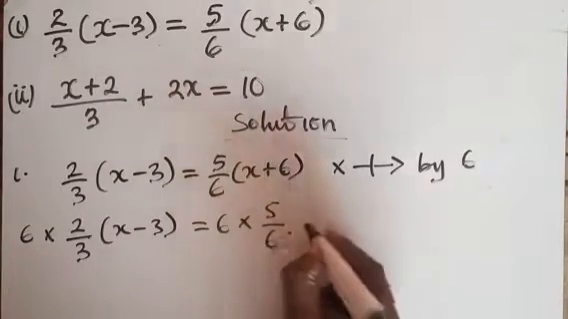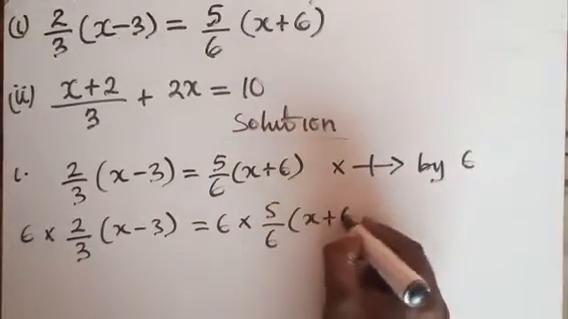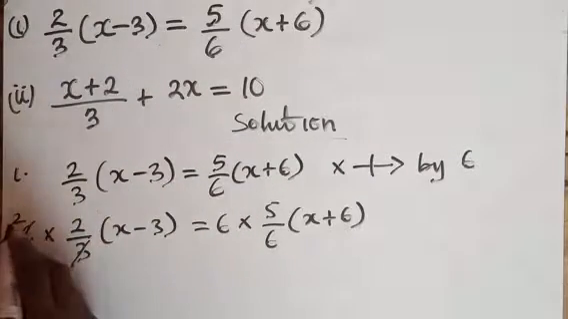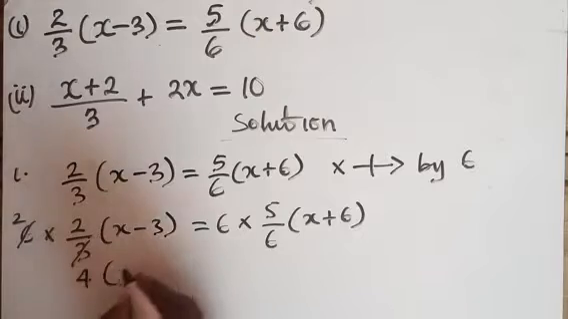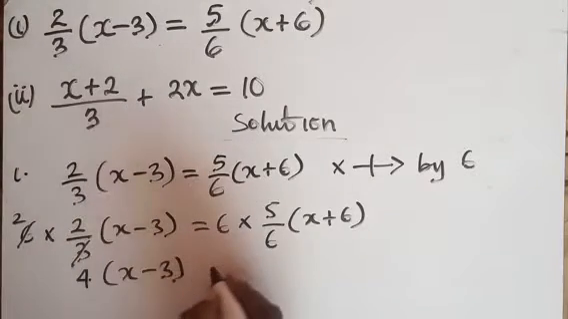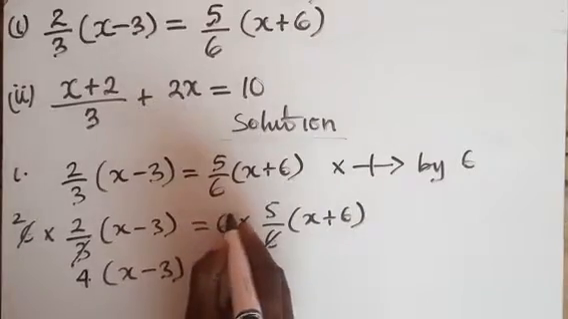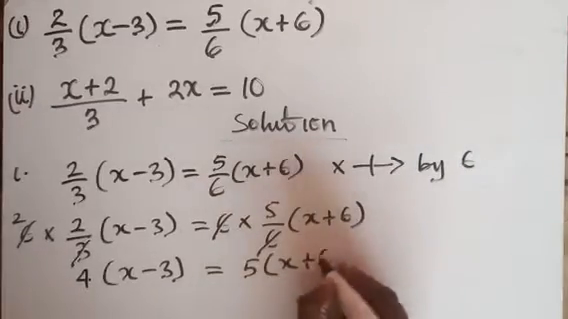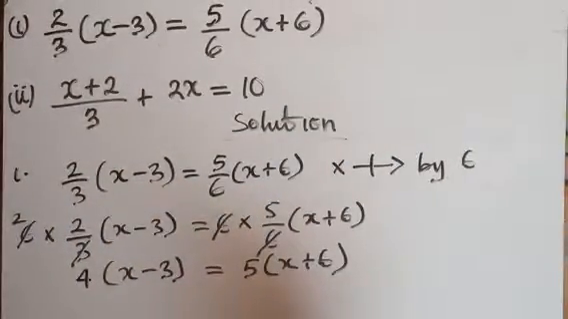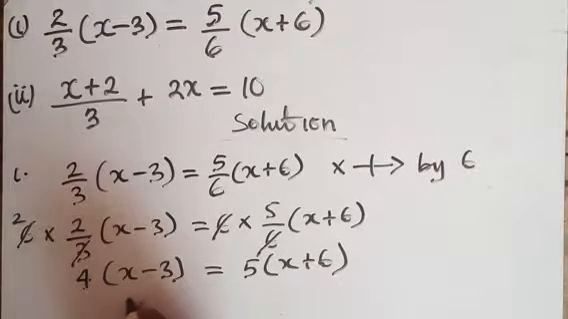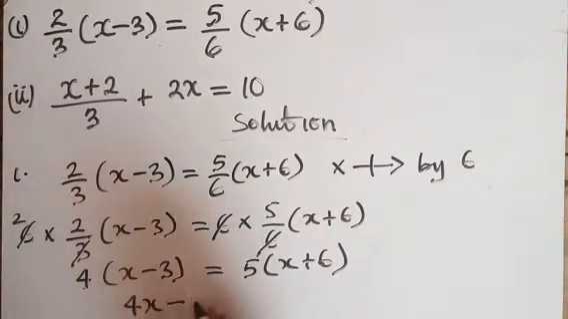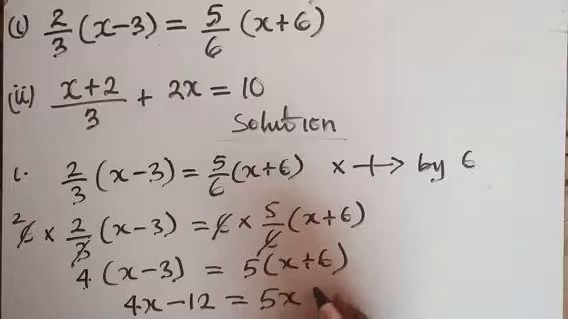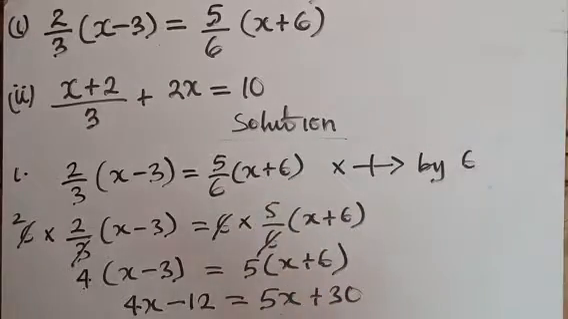5 on 6 (x plus 6). So 3 will go into 6, 2. So 2 times 2 gives me 4(x minus 3). Then 6 will cancel 6, 1. So I have 5(x plus 6). I'll open brackets and group like terms. 4 times x gives 4x minus 12 equals 5x plus 30. Okay, good. I have to group like terms.